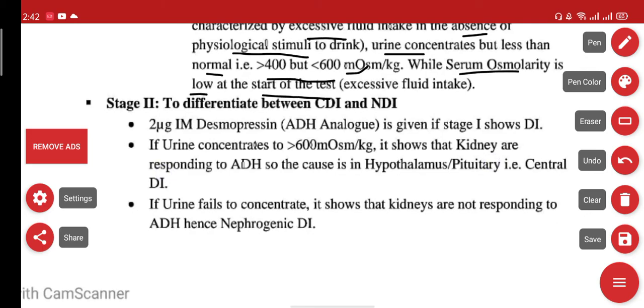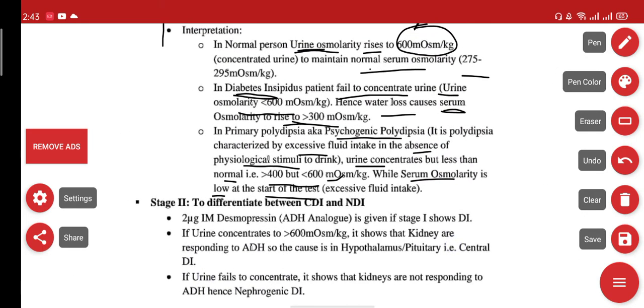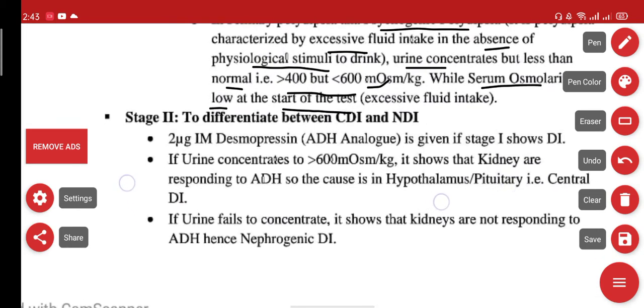Now that was to find out whether the patient has diabetes insipidus or not. Now let's try to differentiate whether this diabetes insipidus is central or nephrogenic. For this you will give 2 micrograms intramuscular desmopressin. Now desmopressin is an ADH analog, that is, it works just like ADH. If the urine is concentrated after giving this, it shows that the kidneys are responding to ADH, so it is not nephrogenic. So which diabetes insipidus is it? It is central diabetes insipidus.